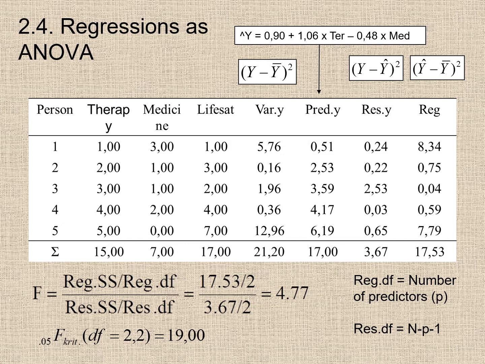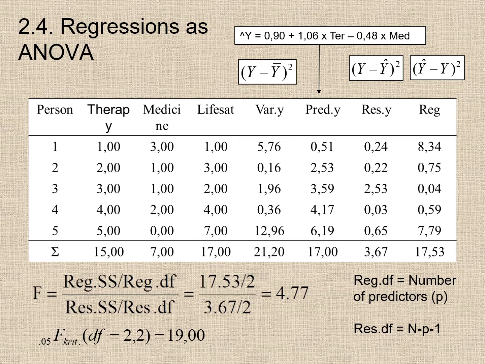We can calculate the F ratio. We take the regression sum of squares, 17.5, divided by regression degrees of freedom, 2, because we have 2 predictors. We do the same for the residual sum of squares divided by residual degrees of freedom, also 2, and we get the value 4.8.